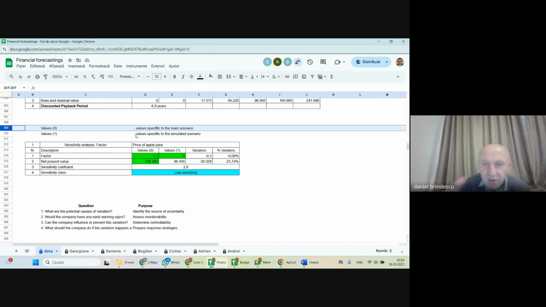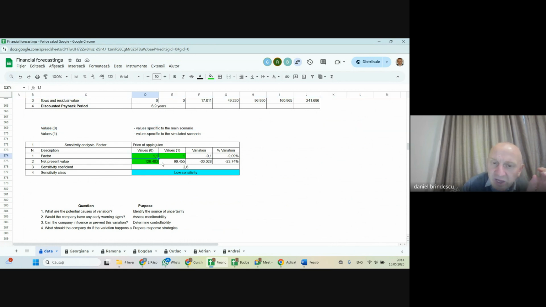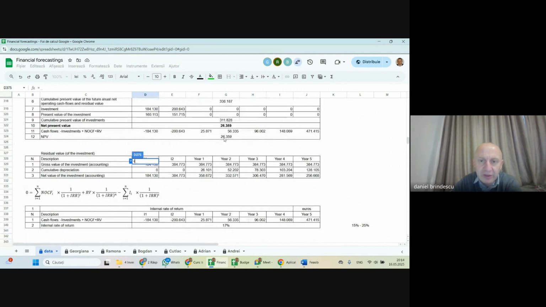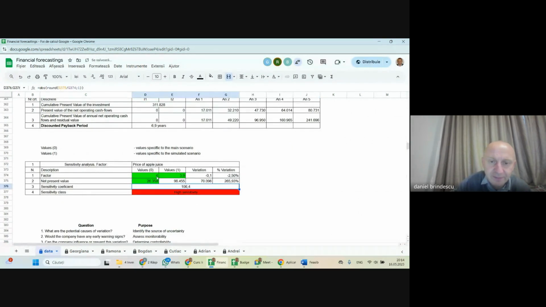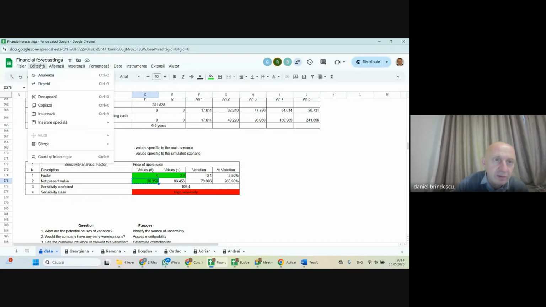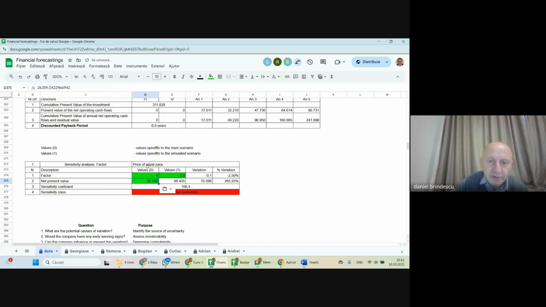And now I'm going to simulate a different scenario. In the first table, I'm going to simulate a reduction in the price for the apple juice. In my main scenario, the price is 4 euros, and I'm going to simulate its reduction to 3.9. The net present value in my main scenario is 26,000. I'm going to break the link. So copy, paste values.